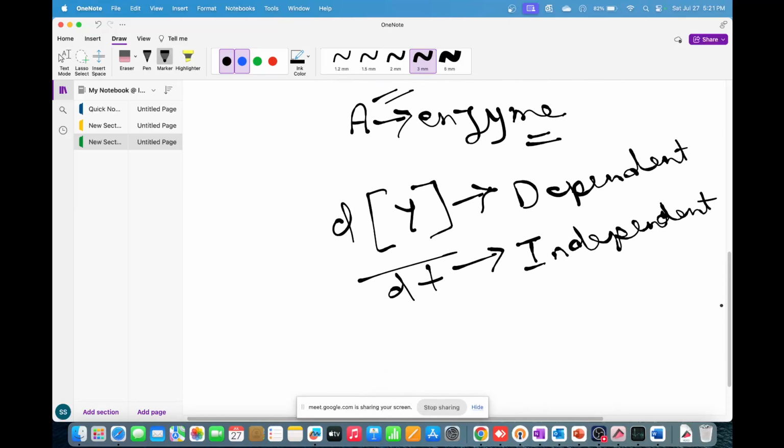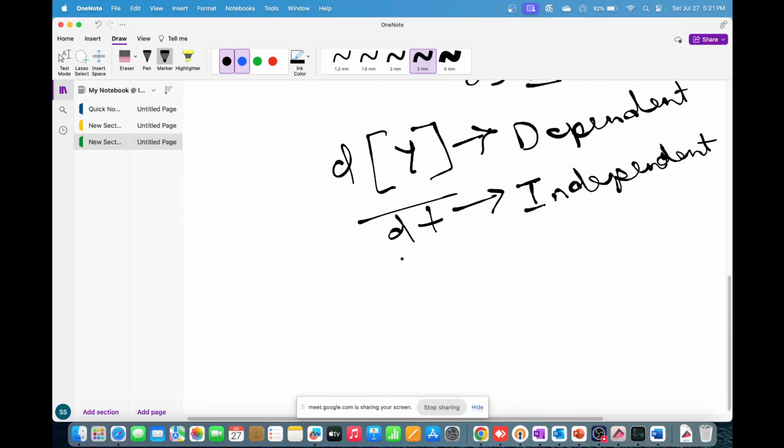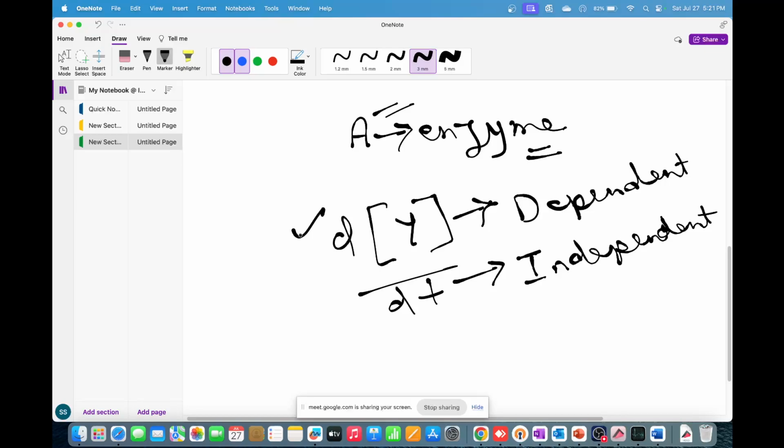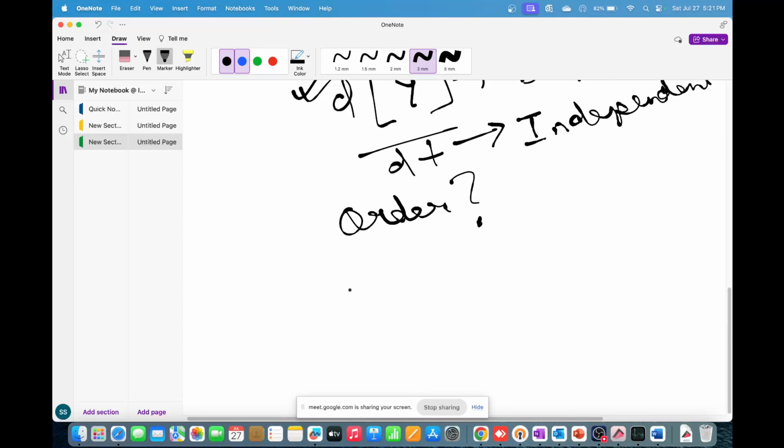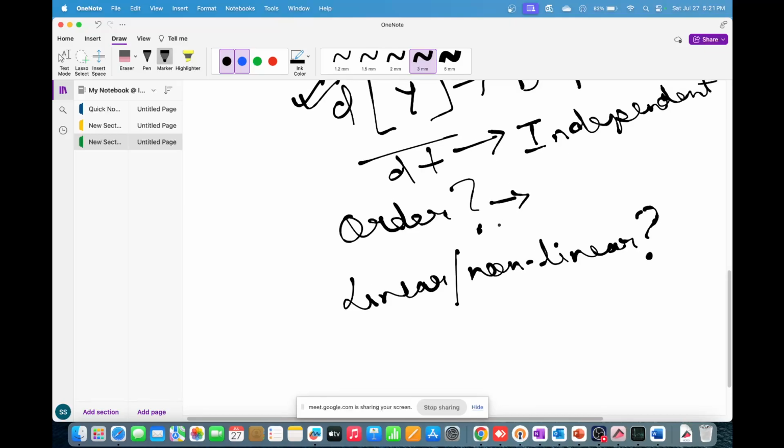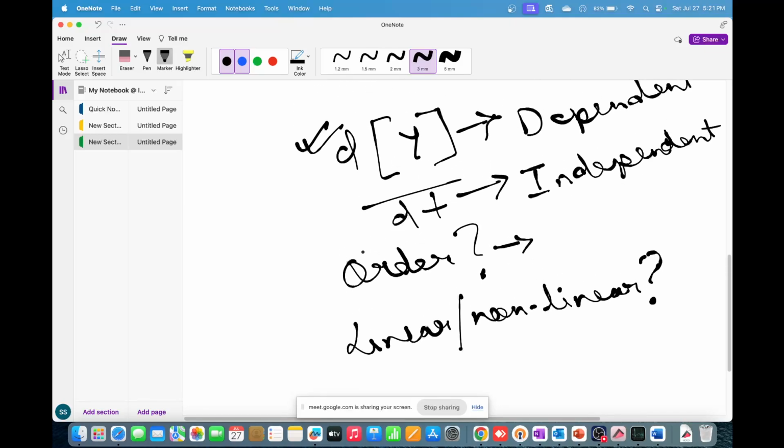So, can you tell me what kind of equation is this? What is the order of this equation? And is it a linear or a non-linear equation? First, what is the order of this equation? 1. It is 1, correct. And is it linear or non-linear? Please explain.